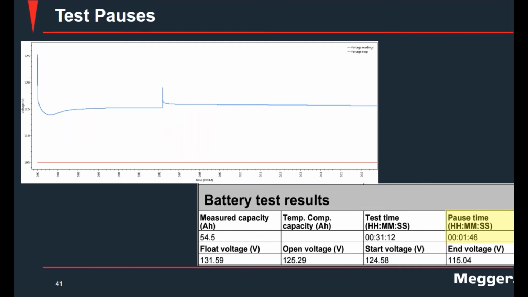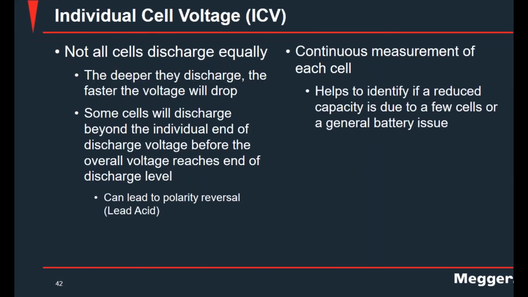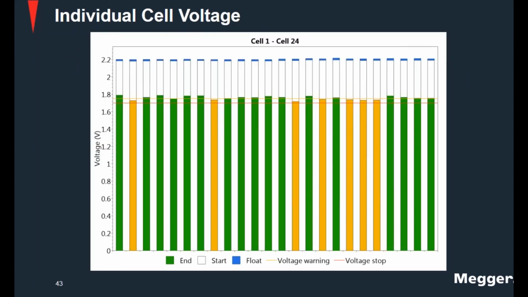The individual cell voltage is important because not all of the cells discharge equally, and the deeper they discharge, the faster the voltage will drop. So you want to see how each of the cells behave, and ideally, again, you want continuous measurement. And once you have the continuous measurement, you can have the information displayed in a bar graph, or you can have this type of graph with the discharge curve for each of the cells.